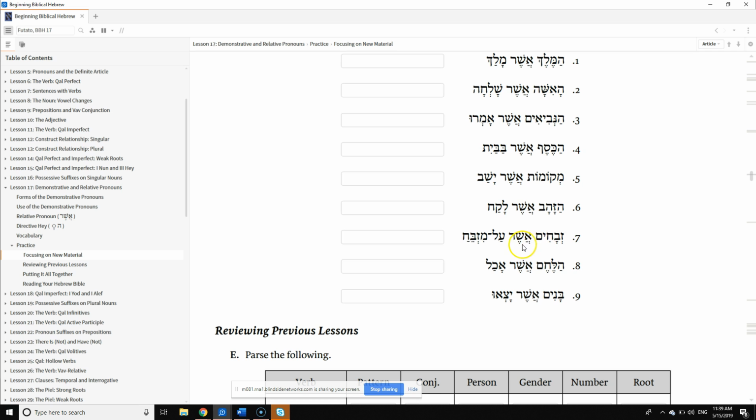So sacrifices which al is upon, mizbeach is going to be altar. So again, it's important to realize this is not definite here, so this would be upon an altar. We have a tendency to translate altar as definite, the altar, especially with upon in English, but this is not definite. So sacrifices which upon an altar, this is a verbless clause in Hebrew, but it doesn't make sense without a verb in English, so we're going to supply it to be verb. Sacrifices which were upon an altar.